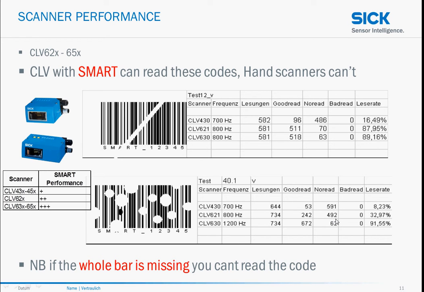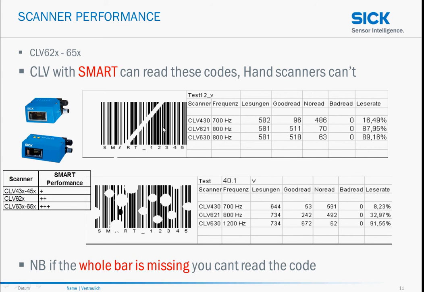And as we know, no reads cost money, so if we can eliminate them, we save the customer money. But don't forget, if the whole bar is missing, so if any one of these bars is missing in its entirety, the code can't be scanned. You can't read it. You can't read it with a hand scanner or a fixed scanner.